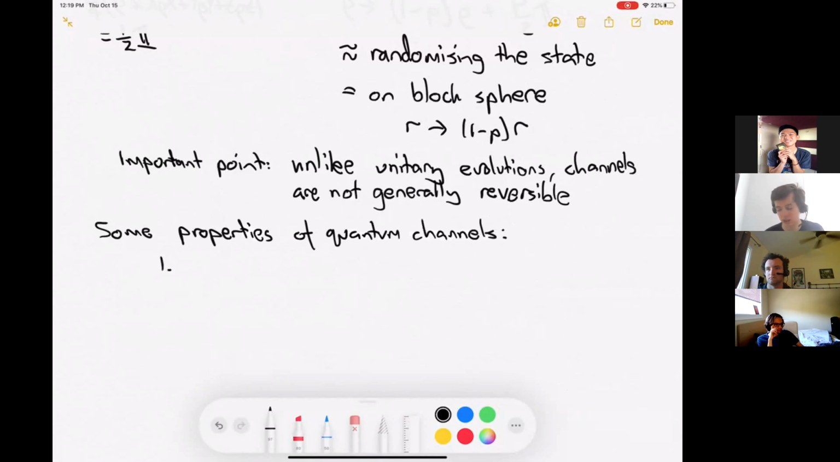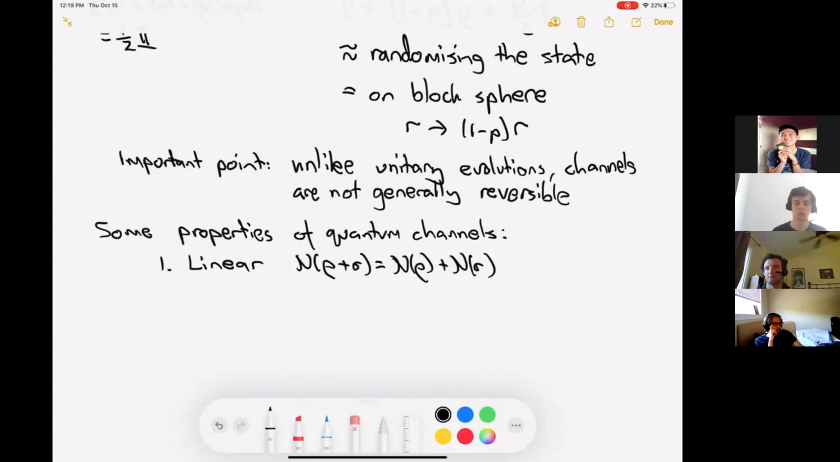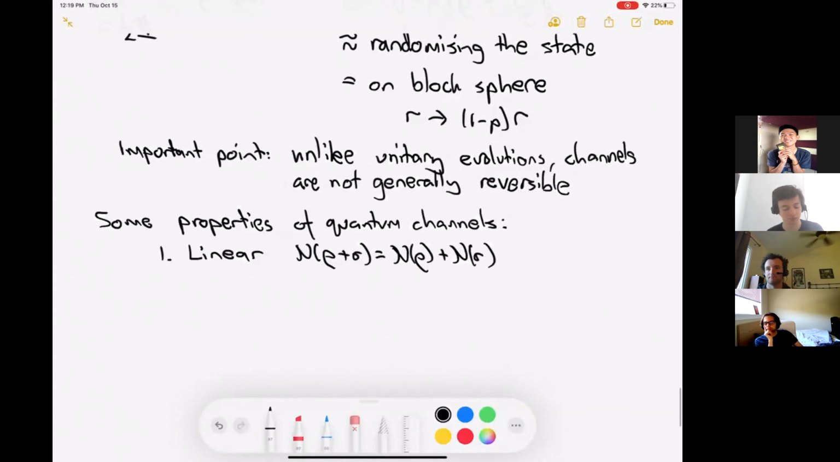So the first property is, of course, that a channel is linear. You can just check using either the Kraus or the Stinespring definitions that N of rho plus sigma is equal to N of rho plus N of sigma. This is pretty manifestly true.